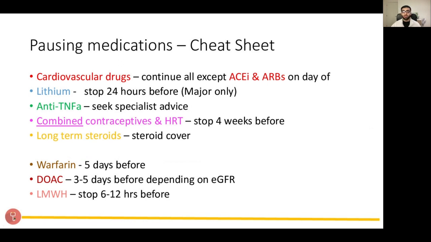So firstly, cardiovascular drugs. These ones, you can continue all of them apart from two. These are of a similar class: ACE inhibitors and ARBs, and these you stop on the day of surgery itself.